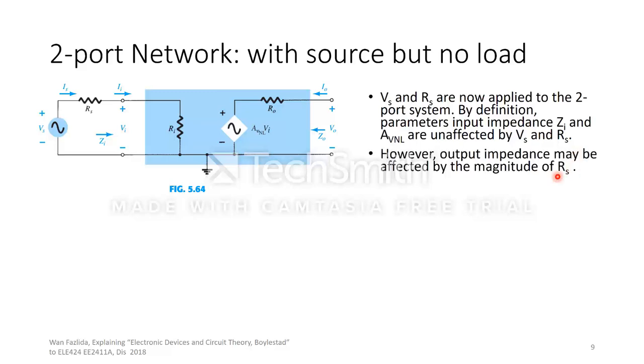Okay. However, output impedance Z out may be affected by the magnitude of RS, and we shall see how. Now the voltage gain AVS, that is something else, because voltage gain AVS is V out over VS. Voltage gain with no load is V out over V in.